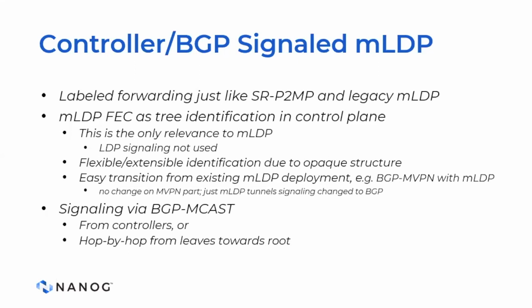So while we use the MLDP FEC to identify the tree in the control plane, we actually do not use LDP signaling anymore. The reason to do this MLDP tree identification includes that it allows easy transition from existing MLDP deployment. For example, if you already have a BGP-MVPN deployment with MLDP tunnels, then all you change is how this MLDP tunnel are set up. There's no change on the MVPN part.